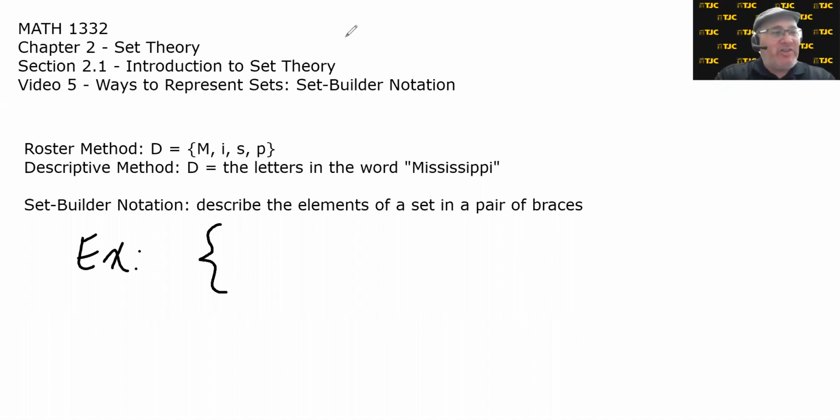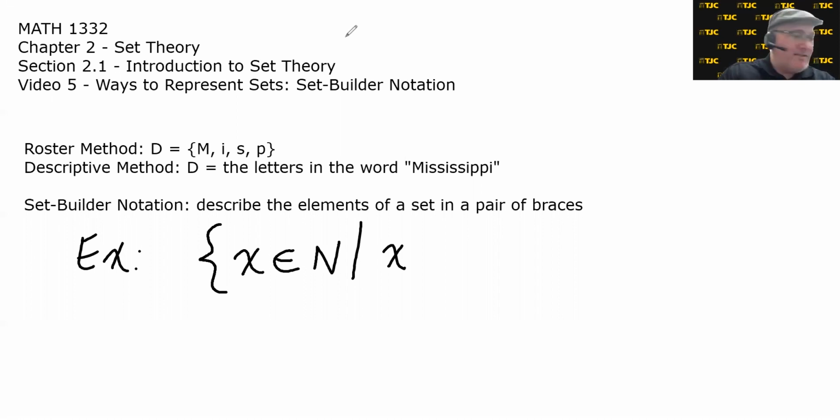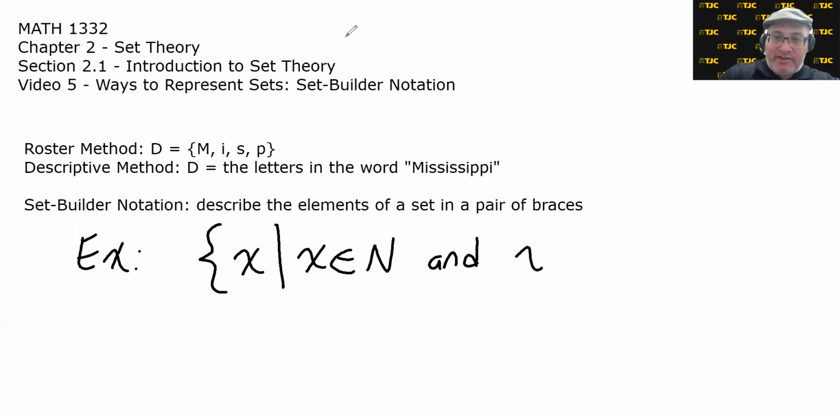But anyway, here's an example of what set builder notation might look like. We'll say the set of x, an element of N, such that x is less than 7. Actually, I'm using a slightly different version: the set of x's such that x is an element of N and x is less than 7. That is a 7. I'd like to make it look a little bit better.